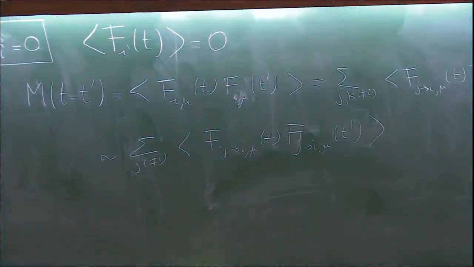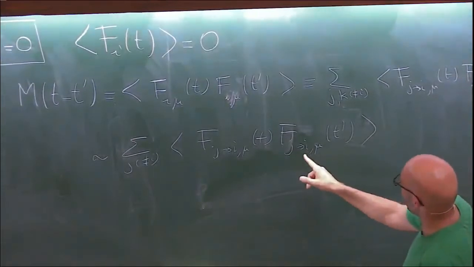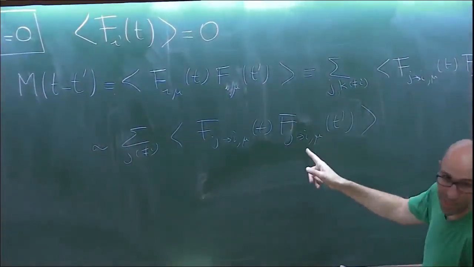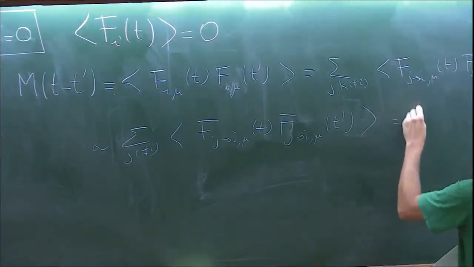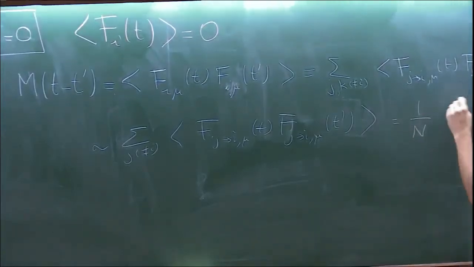And the last thing I can do, I can realize that i is not special. All the particles are identical. So I can also average over i. So I can add 1 over n sum over i.